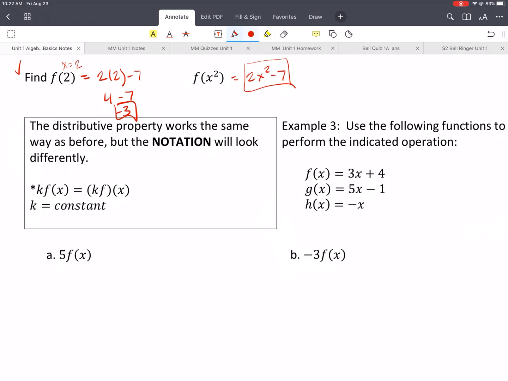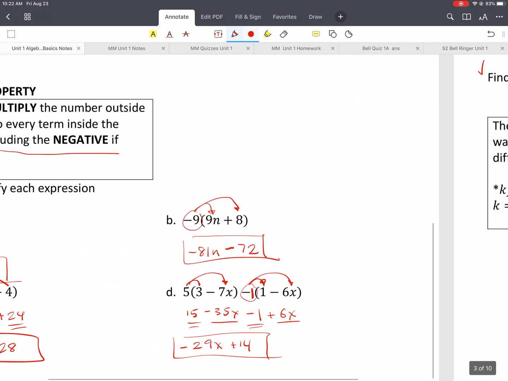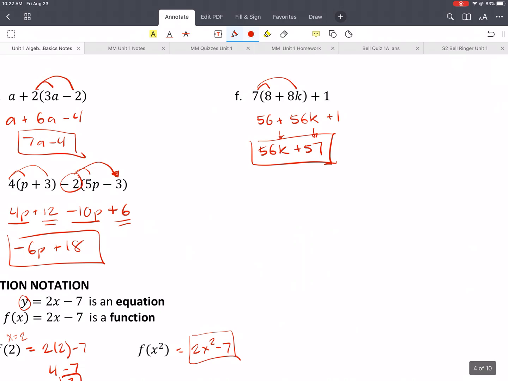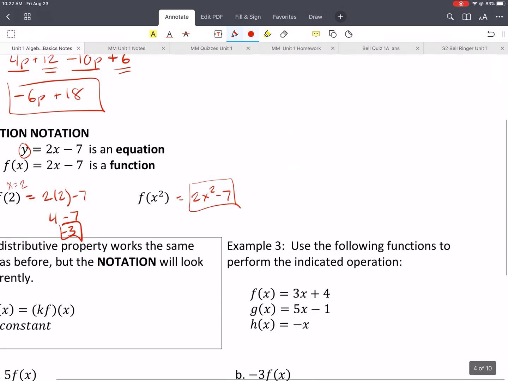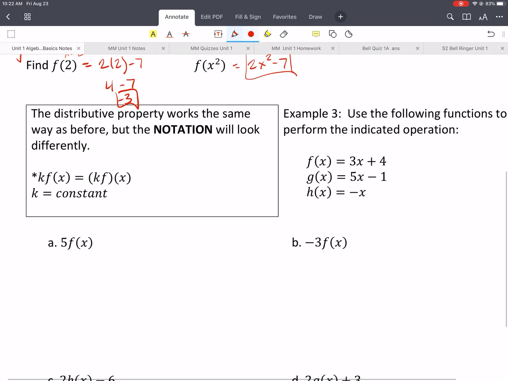It says the distributive property works the same way as before, just like we did over here. Okay? You distribute to all what's in the parentheses. Okay? Sorry, I brought it down. Okay? But the notation looks a little different. So for example, oftentimes you'll see it as k f of x, where k is some sort of constant, like a, where we have 5 times f of x.